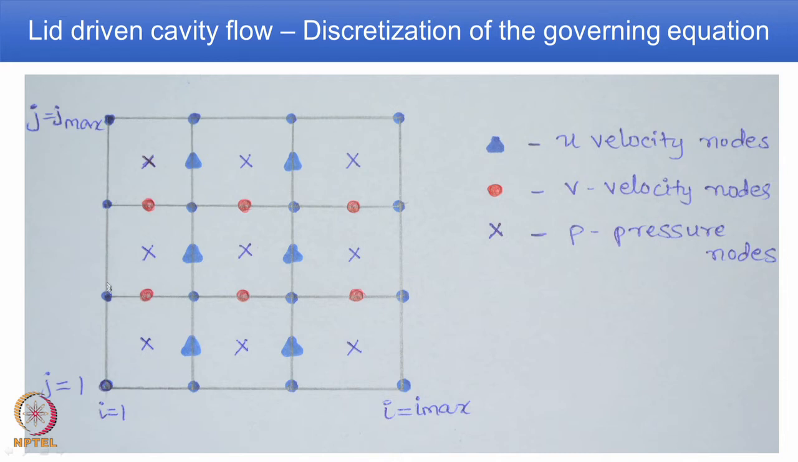j max. Because it is staggered, we have u velocity which is shown here by a triangle, and v velocity which is shown by a circle, and pressure at the center of the cell which is shown by a cross mark. So, you can observe in the finite difference procedure for staggered grid how the velocities are stored. U velocities are stored on the vertical face, v velocities are stored on the horizontal face, and pressure is stored at the center of the cell. We have defined a 4 by 4 mesh arrangement, and that results in 9 cells.